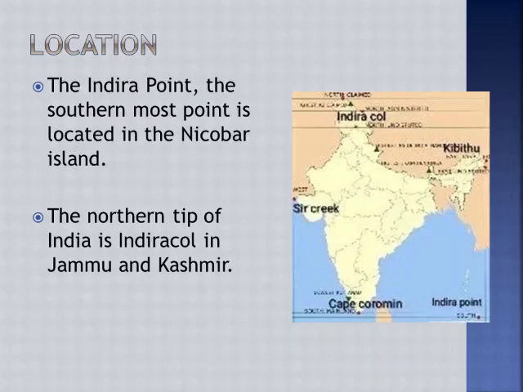The northern tip of India is Indira Col in Jammu and Kashmir. Indira Col is situated at an altitude of 5,764 meters in the Siachen Mustak region in the Karakoram range in Jammu and Kashmir. So, Indira Point is the southernmost point of India, whereas the Indira Col is the northernmost point of India. Considering the mainland of India, Cape Comorin is called the southernmost point of India.